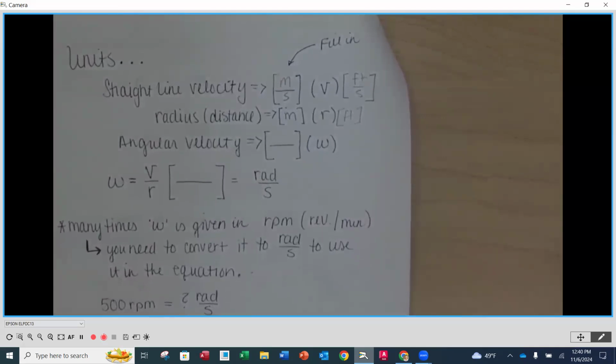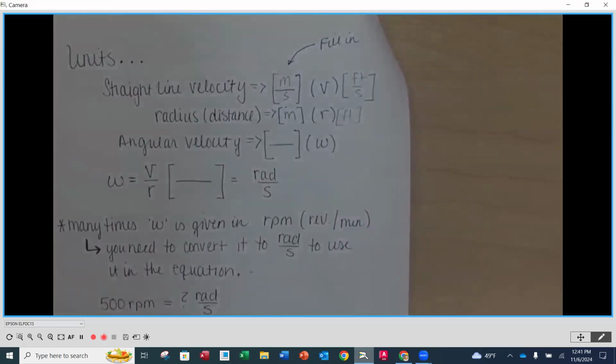My shoe's coming up. Angular velocity. This is our W. Tell me what units I would be expecting for angular velocity. We didn't talk much about that, but you might know. Any idea? Angular velocity, something that's rotating. What would be appropriate units?